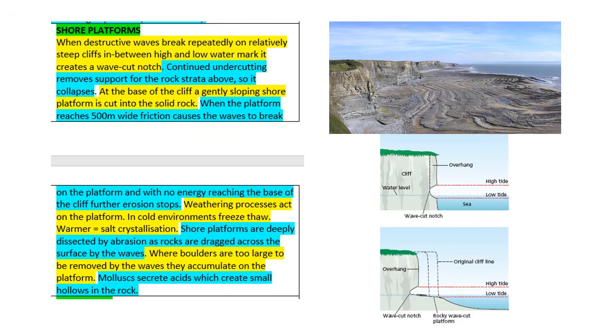But weathering processes will then start to act on the platform. If it's a cold environment, you'll have freeze-thaw weathering. If it's warmer, you'll get salt crystallization. The rocks get dragged across the platform and they dissect the rocks and cause big scratches. Where the boulders are too big to be removed by the waves, they accumulate, they build up on the platform. And you've got mollusks secreting acids that are creating small hollows in the rock as well. It's important you talk about those weathering processes as important as the erosional processes in terms of shaping this shore platform.